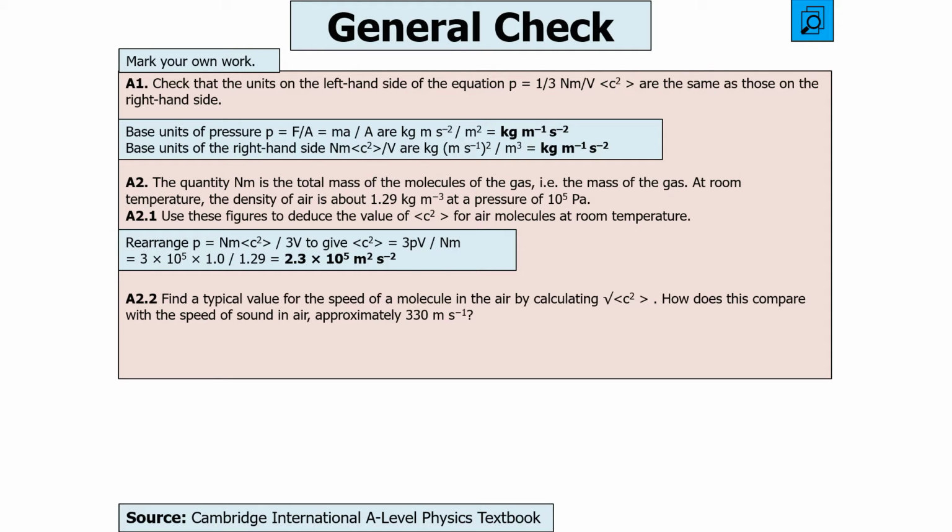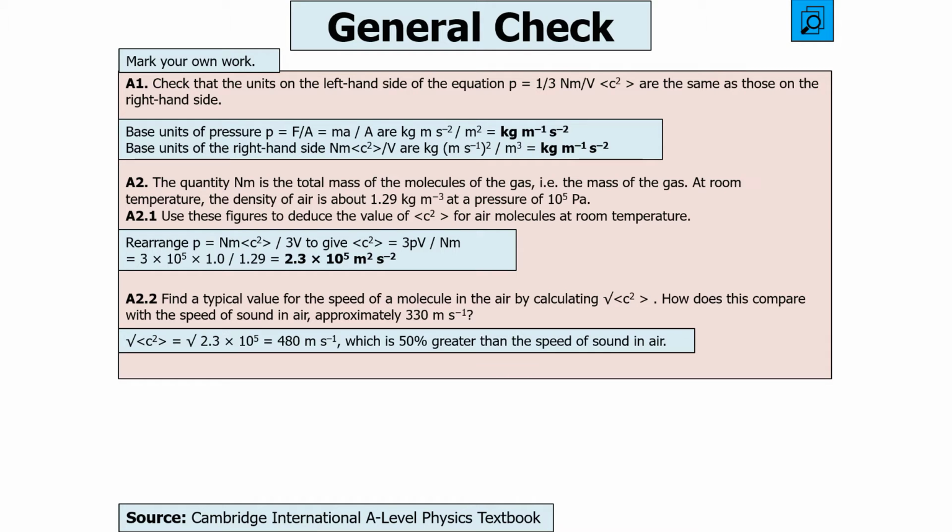So therefore it's 3 times 10 to the 5 times 1 over 1.29, 2.3 times 10 to the 5 meters squared seconds to the minus 2. Then we can work out our answer by square rooting this value to be 480 meters per second, which is about 50% greater than the speed of sound in air, 330 meters per second.